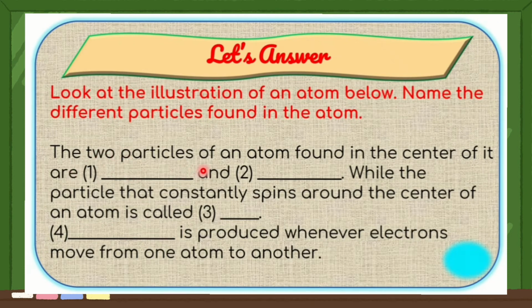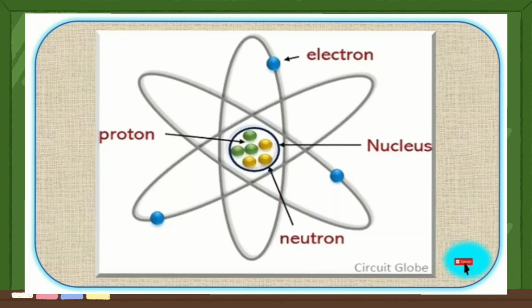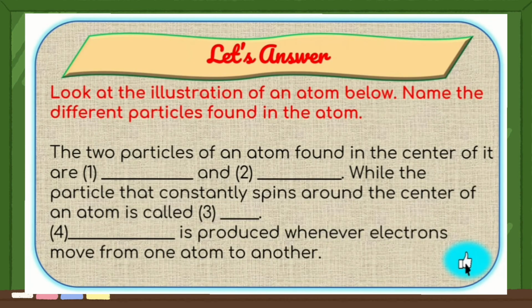Okay, so let's answer this one. Look at the illustration of an atom below. Name the different particles found in the atom. So based on this picture, tignan nyo muna. Okay, and then let's answer. The two particles of an atom found in the center of it are blank and blank. So ano po yun? So we have neutron and proton. So, pwede naman ding neutron dito. Tapos, sa kabila is proton then neutron.